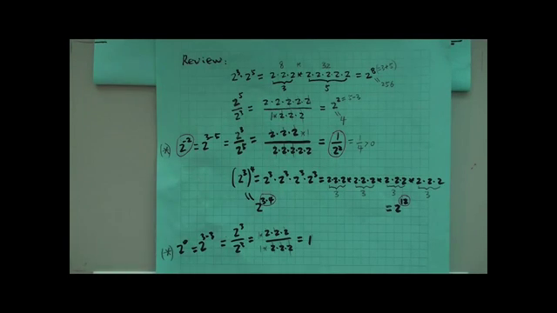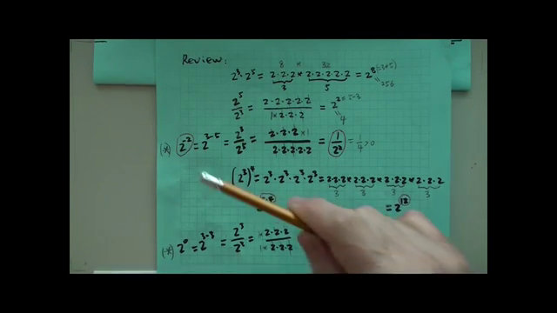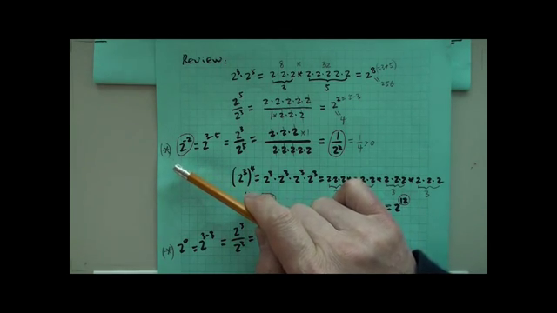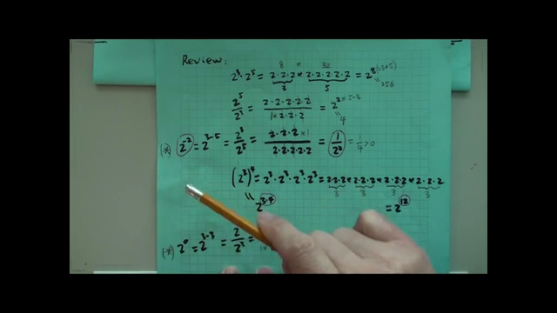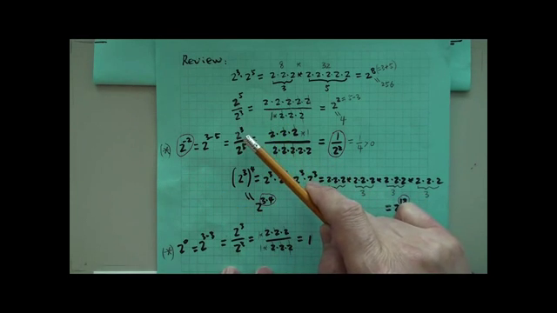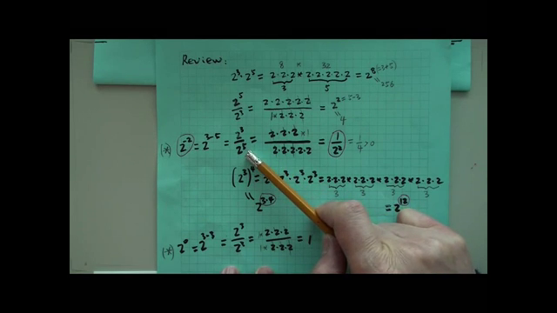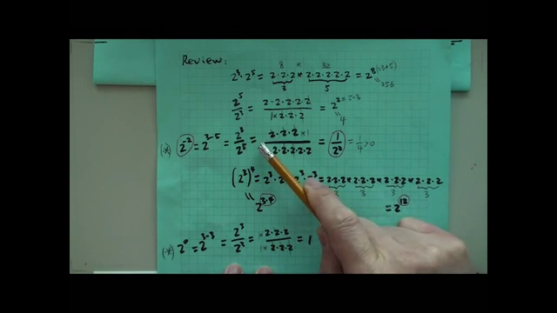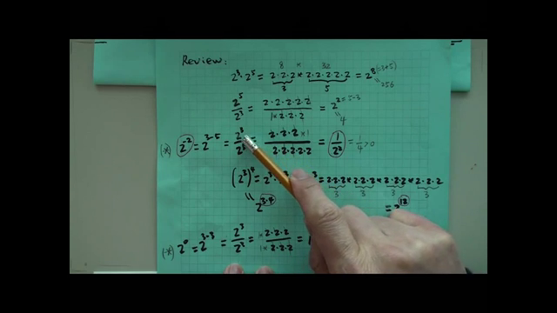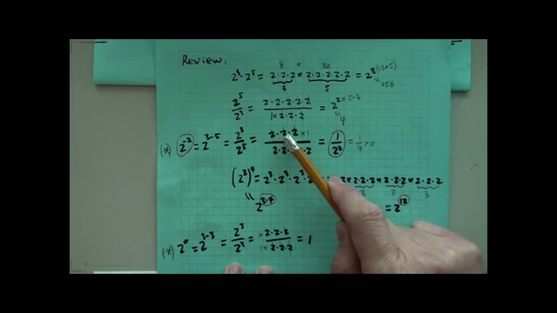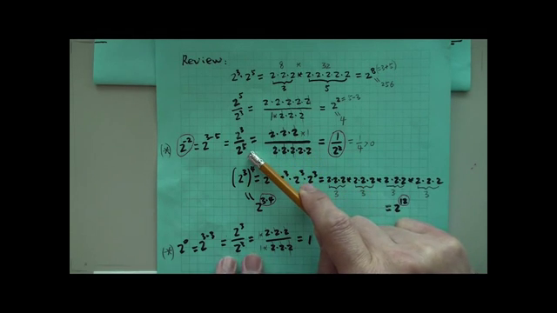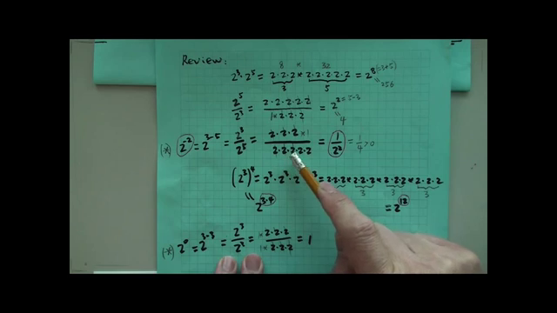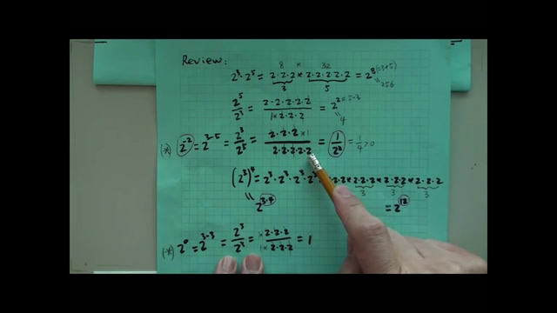Before we do the logarithm function, I would like to review two important facts. One is that 2 cubed divided by 2 to the 5th equals... 2 cubed is 2 times 2 times 2, 3 times. 2 to the 5th is 2 times 2 times 2 times 2 times 2, 5 times.